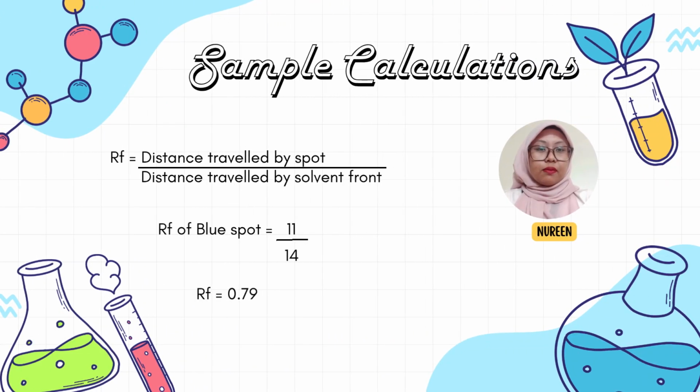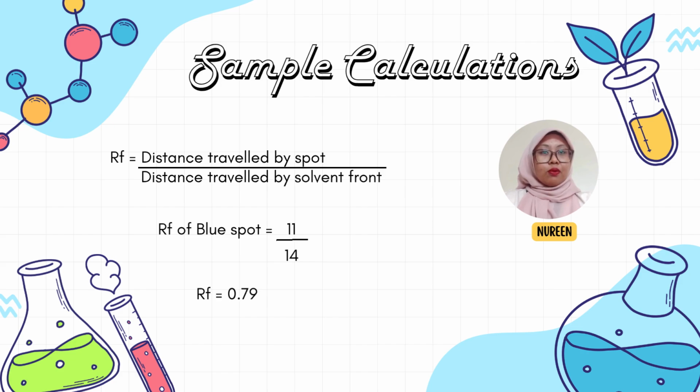Now I will explain the sample calculation that we use to determine the RF value. We use the formula RF equals the distance travelled by the spot divided by the distance travelled by the solvent front. For the sample calculation, the blue spot was selected. From the result obtained, the blue dye travelled a distance of 11 centimeters, while the solvent front travelled 14 centimeters. So the calculation is RF equals 11 divided by 14, which gives an RF value of 0.79.